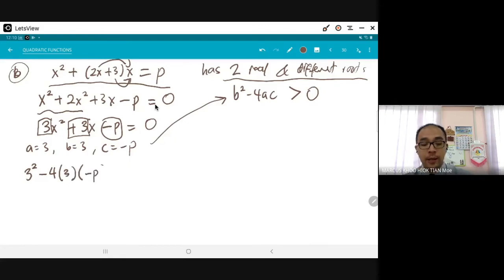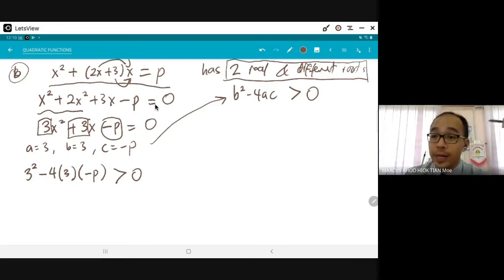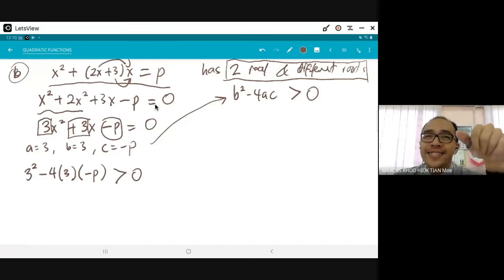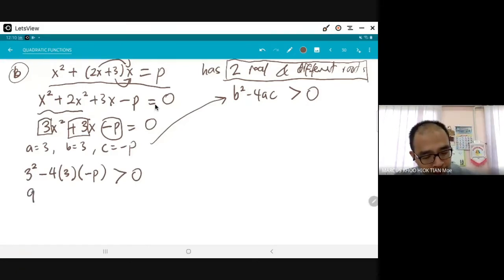Bigger than 0. Kenapa bigger than 0? Because syaratnya adalah kategori 1. Category 1 means B squared minus 4AC is bigger than 0. It's a positive number. Okay, so you get 9 plus 12P. Okay, negative 4 times 3 times negative P, negative, negative, positive. 4 times 3 is 12. Okay, more than 0. Then kita pindah-pindah macam biasa saja sebab kita mau cari range.